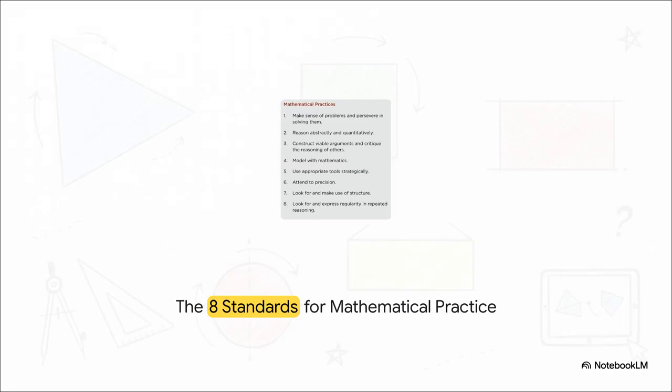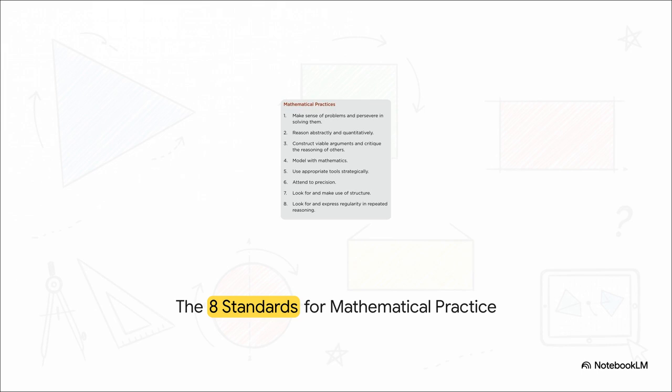This is where dynamic geometry software totally separates itself from traditional paper and pencil. We aren't just looking at static pictures anymore. We're working with living, breathing mathematical models. And this brilliantly illustrates one of the core standards for mathematical practice, specifically practice number 5.